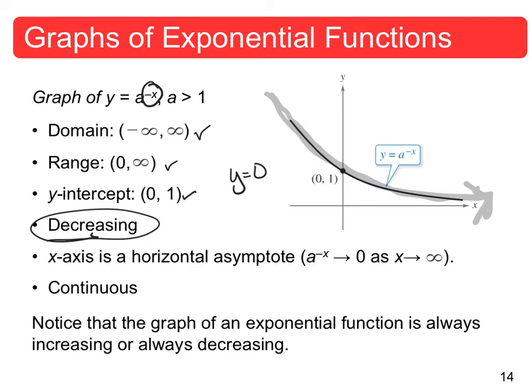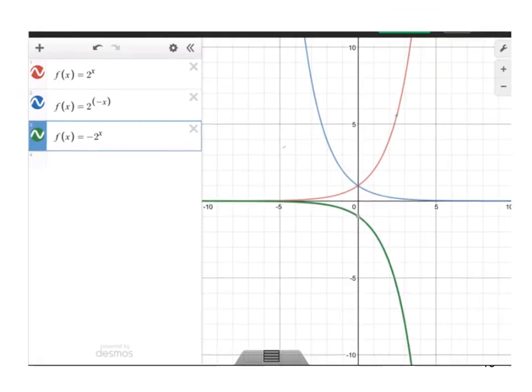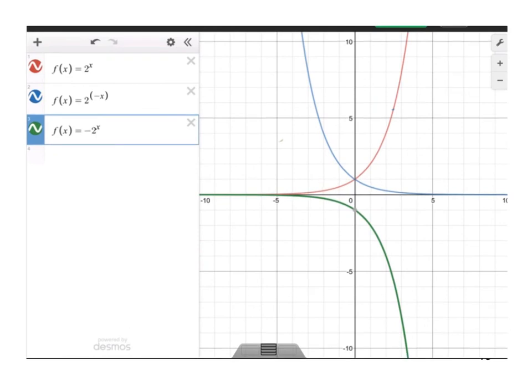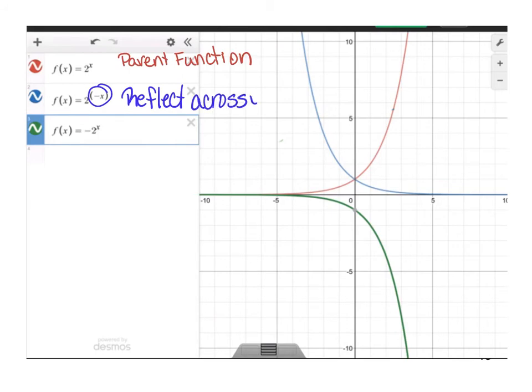And so let's look at what happens when we reflect things. Here we go. This is typically what students like to look at when we start talking about reflections. My red is my parent function. Now for my blue function, I put the negative with the x, so it's up here, and we reflected across the y-axis.